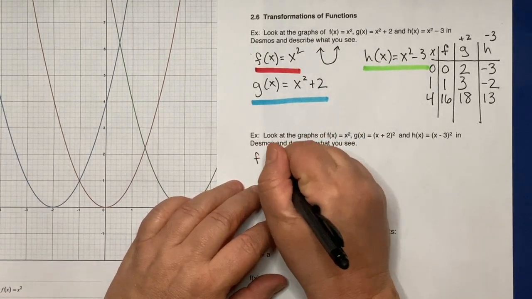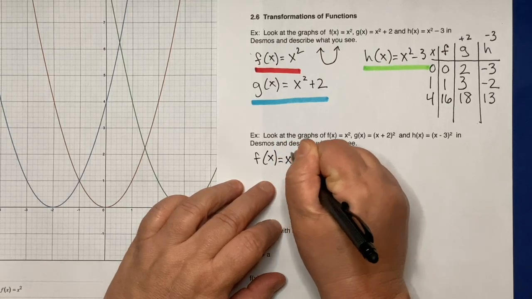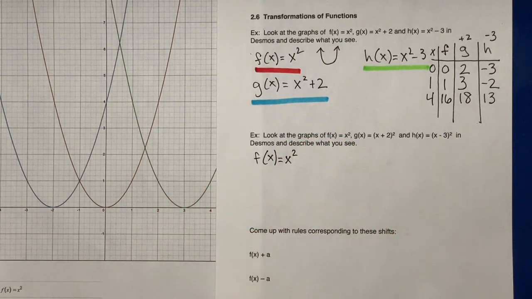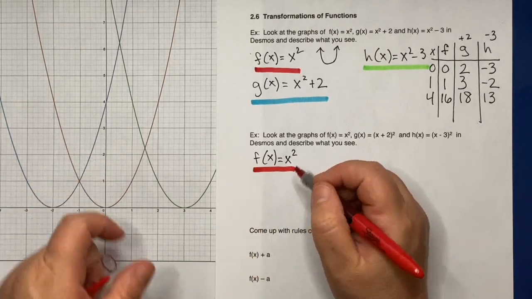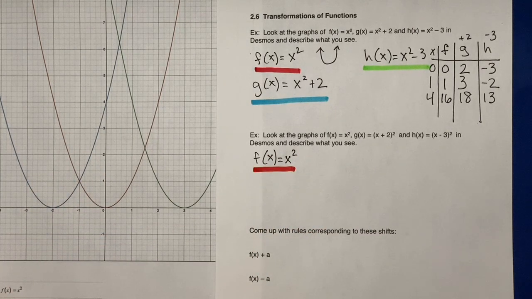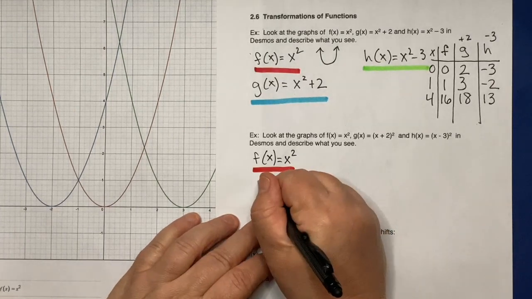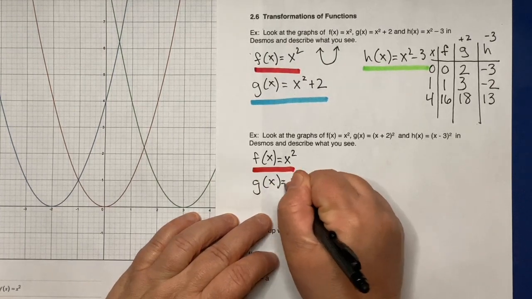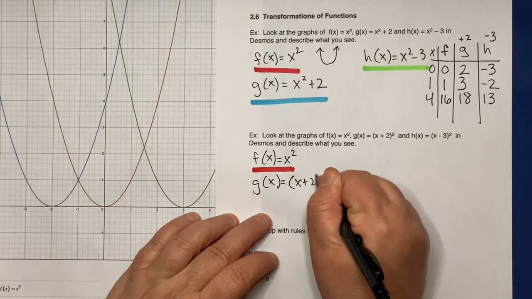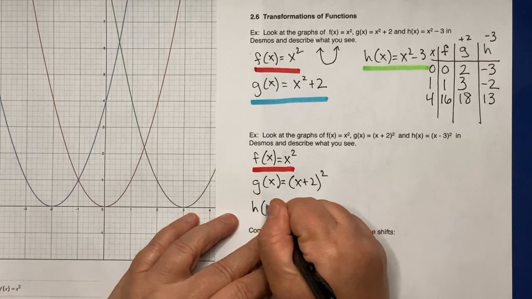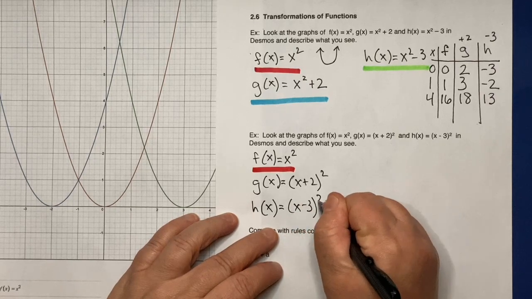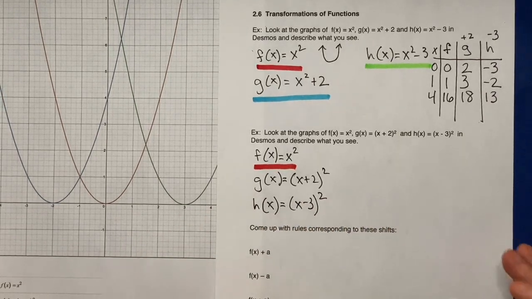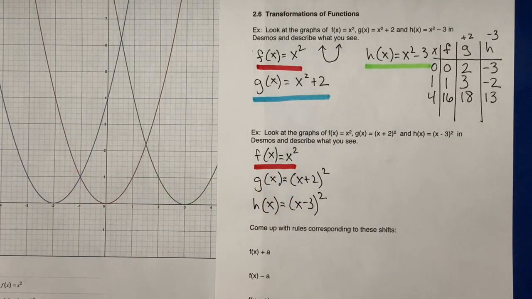Once again, f of x equals x squared is the red graph. That's the main graph, the red one right there in the middle. And this time I've got g of x, which equals (x plus 2) squared, and h of x equals (x minus 3) squared.